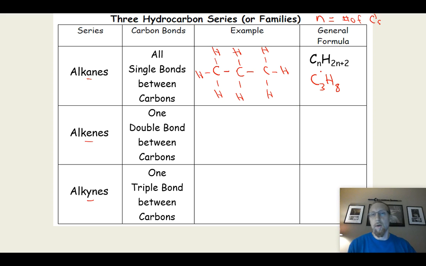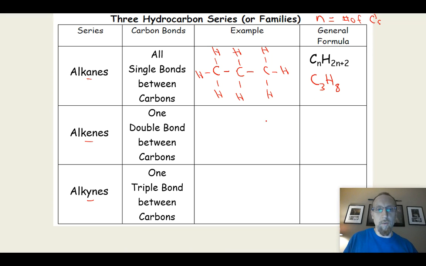Now when n changes, that's going to change your number of H's. It should change accordingly and still be in line with whatever you draw. So if there were 4 carbons, then that would mean we would have 10 H's. If we drew that, it would look like that. And we'll get to that later when we go through it.